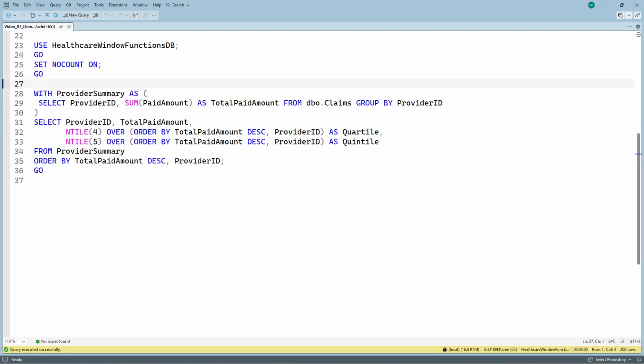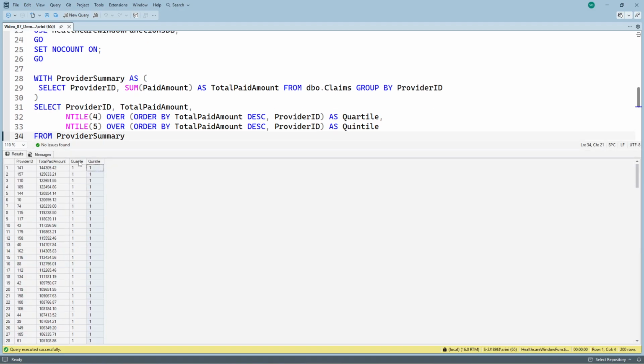4 buckets are common because people like quartiles, but NTILE is not limited to 4. If the business wants 5 segments, use NTILE 5. 10 segments would use NTILE 10. The syntax barely changes, but the interpretation changes.